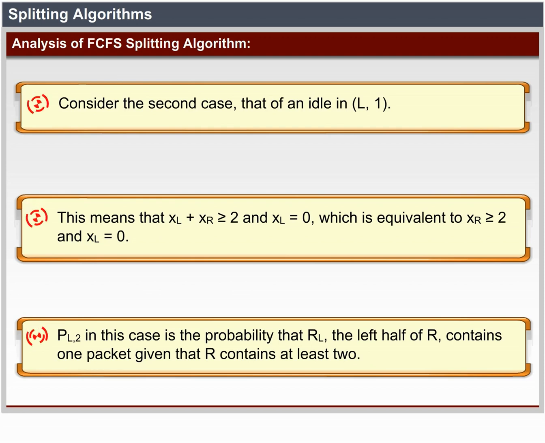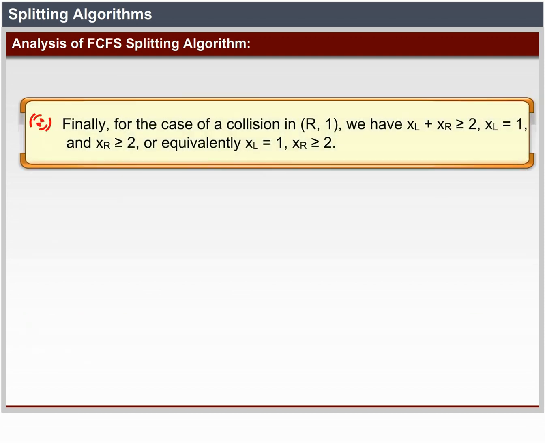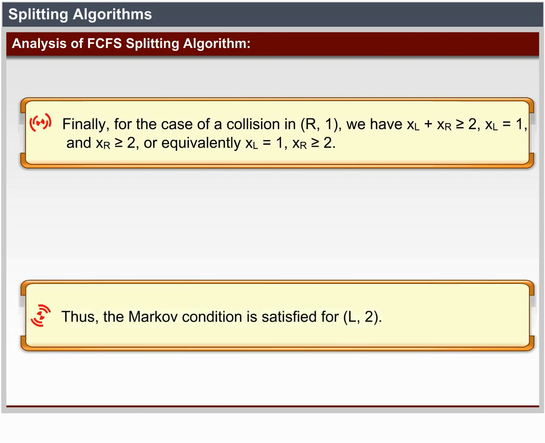Finally, for the case of a collision in R,1, we have XL plus XR greater than or equal to 2, XL equal to 1 and XR greater than or equal to 2, or equivalently XL equal to 1, XR greater than or equal to 2. Thus, the Markov condition is satisfied for L,2.